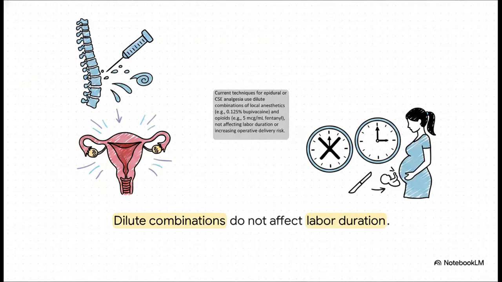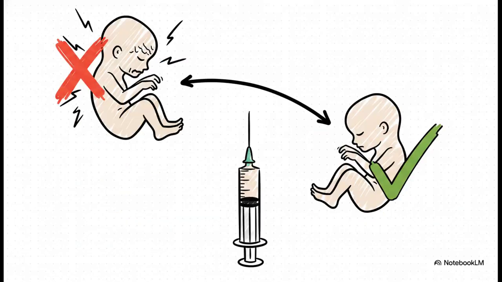When you're placing an epidural, residents and patients alike are always worried about slowing down the progression of labor. But good news. Using modern dilute combinations, like 0.125% bupivacaine mixed with 5 mics per mil of fentanyl, does not prolong labor. And it doesn't increase the risk of needing an operative delivery either. It just provides excellent analgesia while preserving the motor function the mother needs to push effectively. It's a real win-win.